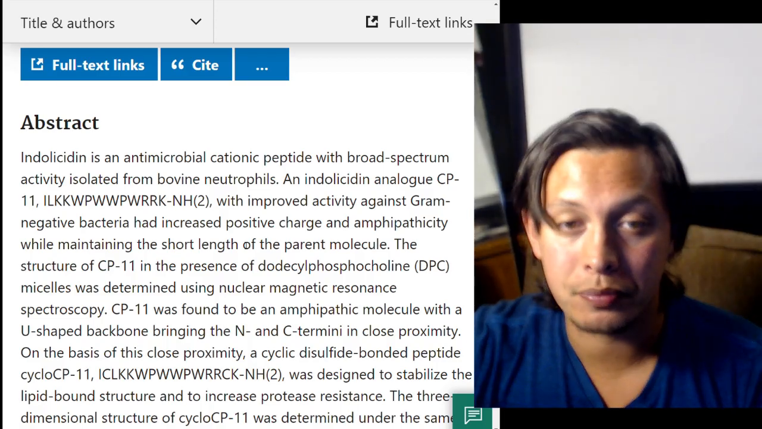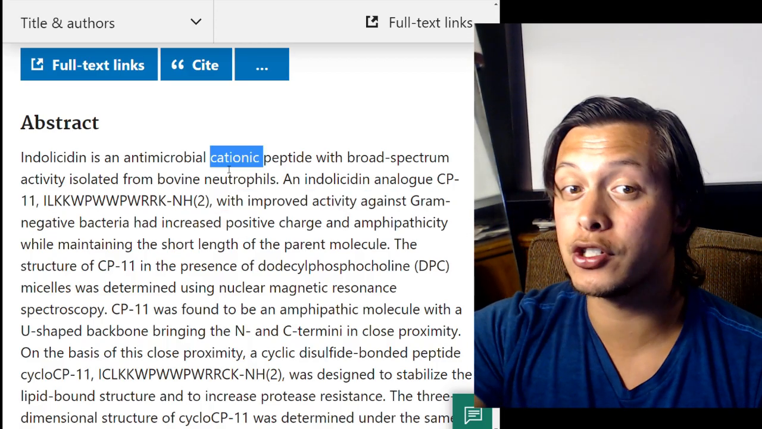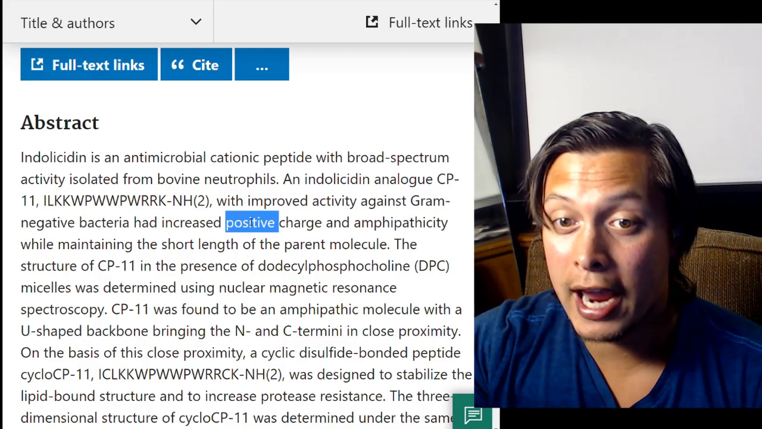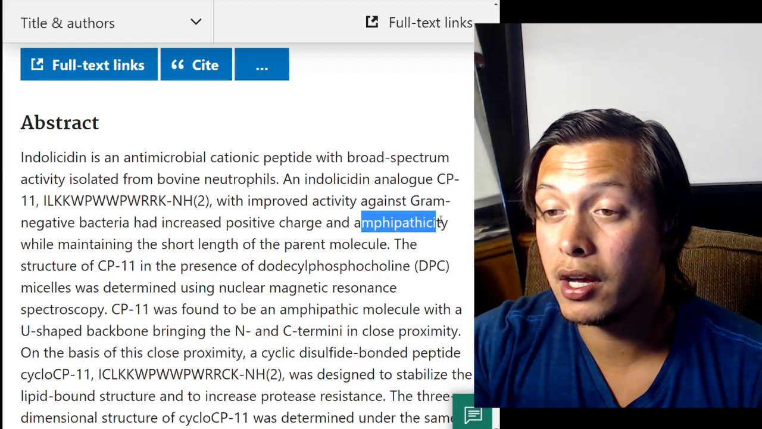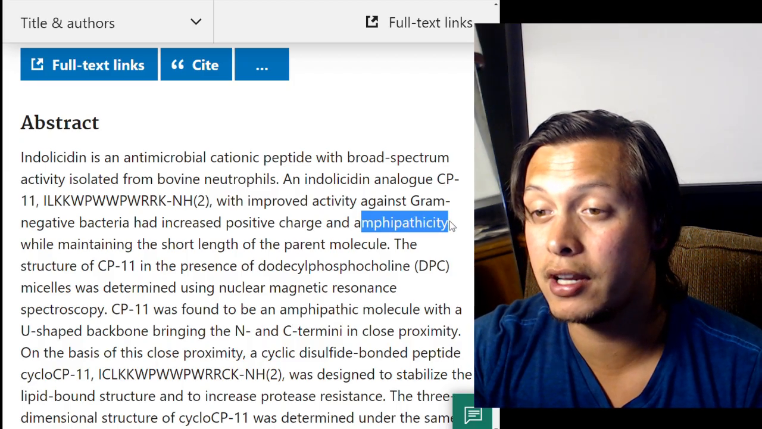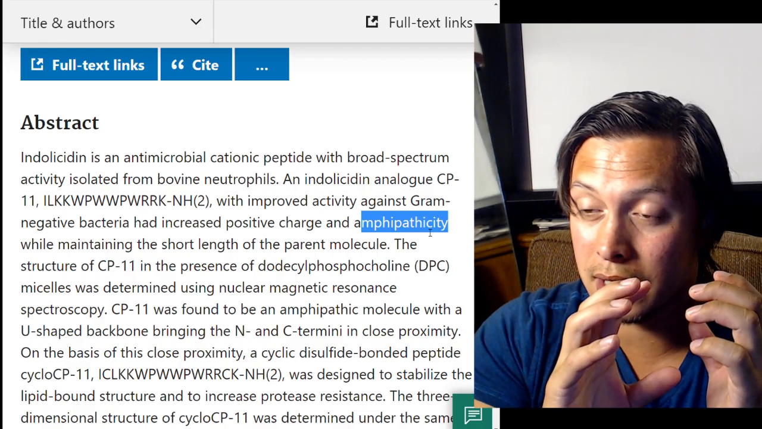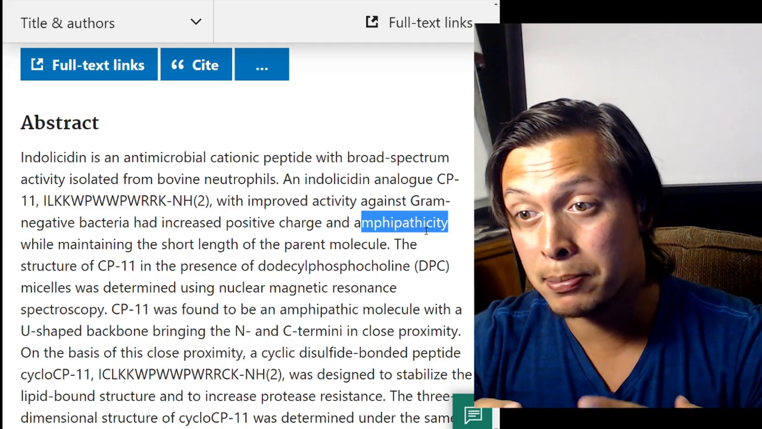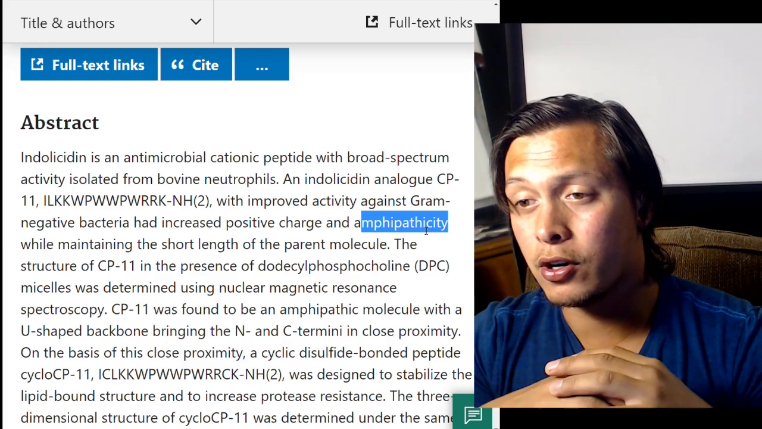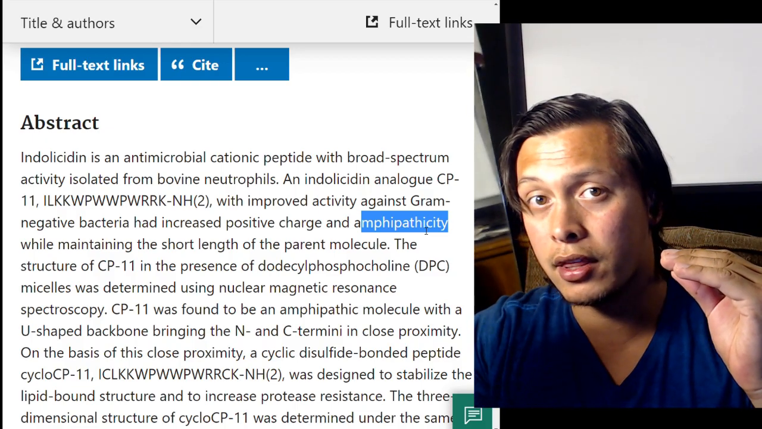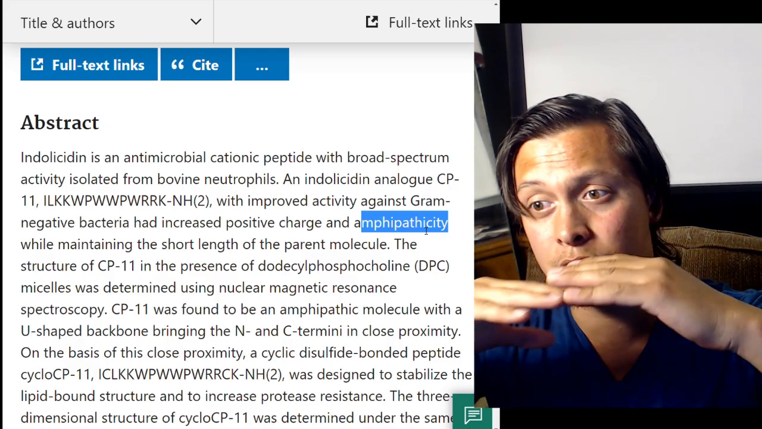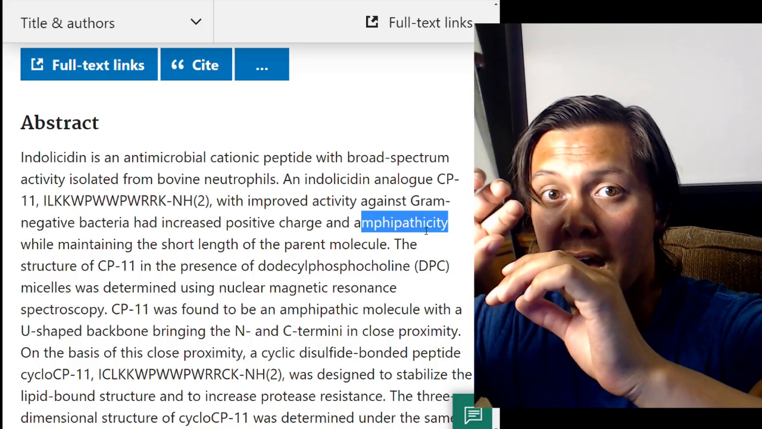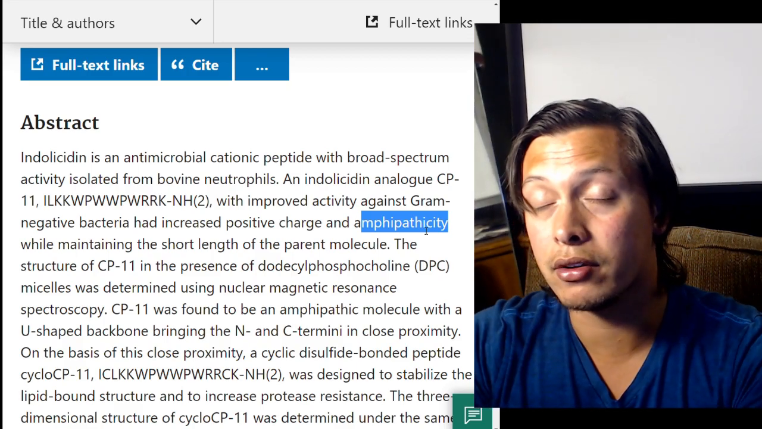So here, they said cationic, which means that it's positively charged. They made a different analog that has even more positive charge and even more amphipathicity. So it has a positive charge and it is both hydrophobic and hydrophilic at the same time. And since it's amphipathic, a lot of times that helps the peptide get in through cellular membranes. Cell membranes are like a little fatty membrane with polar groups on the outsides, and this is a way for the cell to remain separated from its outside. But if you have an amphipathic molecule, a lot of those are able to get in through the cell membrane without any problem.